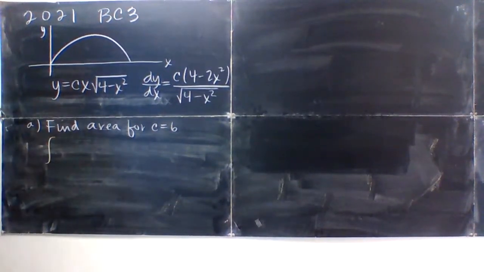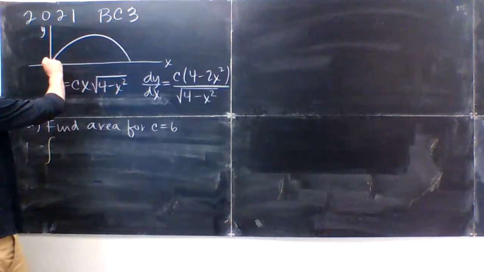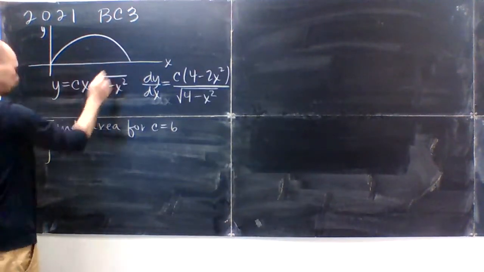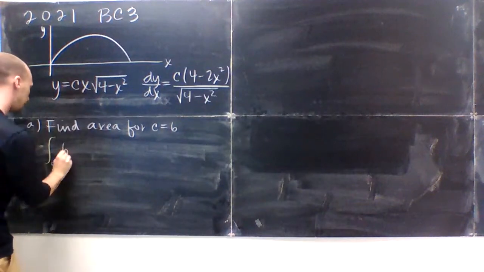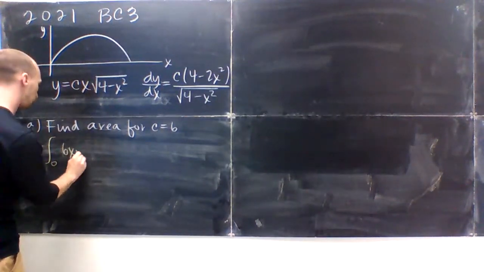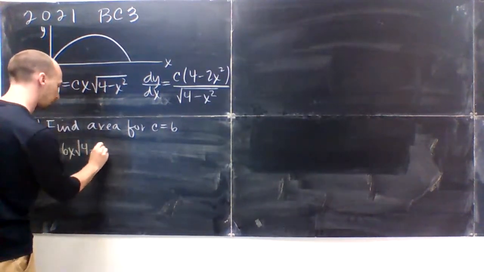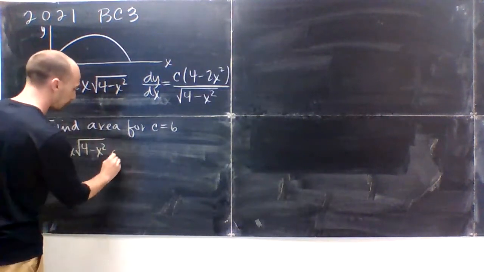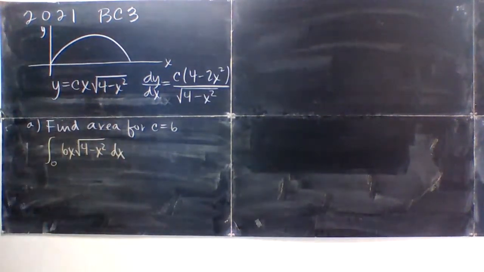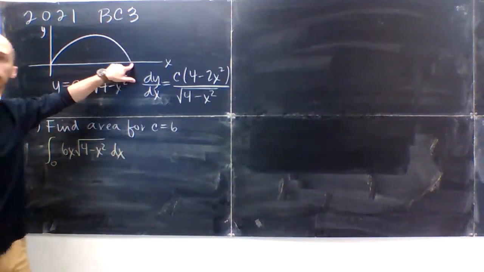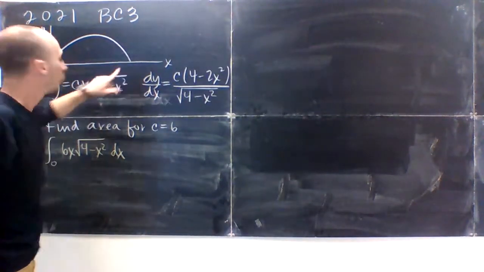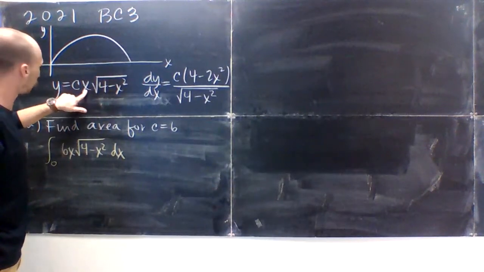We know how to find the area under a curve, right? We're going to just integrate this from 0 to, well, whatever that intercept is. And we're going to be integrating 6x times the square root of 4 minus x squared. We substituted c equals 6. We're ready to go just as soon as we figure out what this intercept is. And so what you need to think is, where is y equal to 0? y is equal to 0 when x is equal to 0.